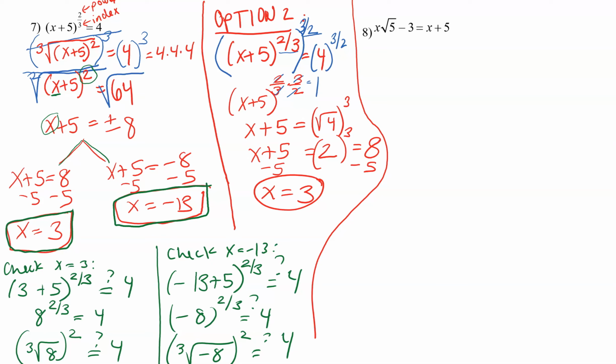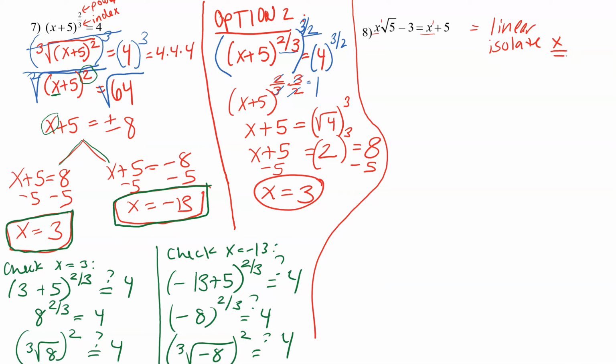And notice that the x is actually not underneath the square root. It's outside the square root, and both of them are just to the first power. So this is actually a linear equation. I'm not going to need to square both sides. That's not something I have to do. All I need to do is isolate x.